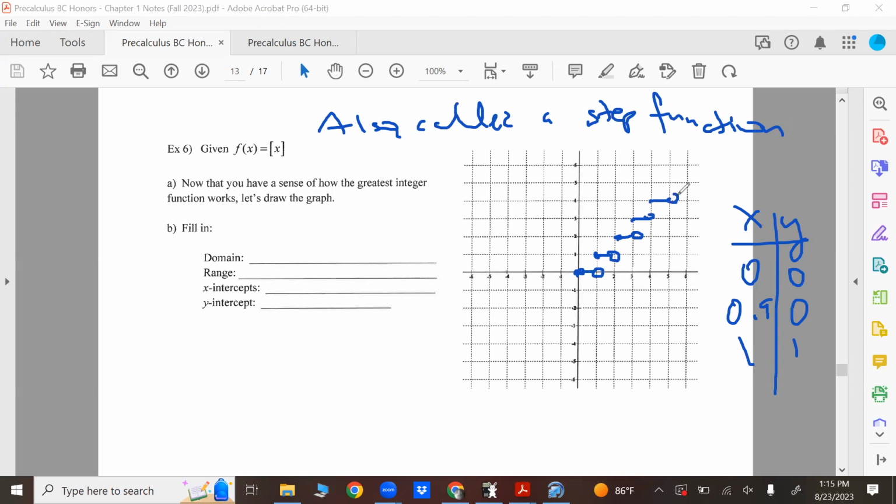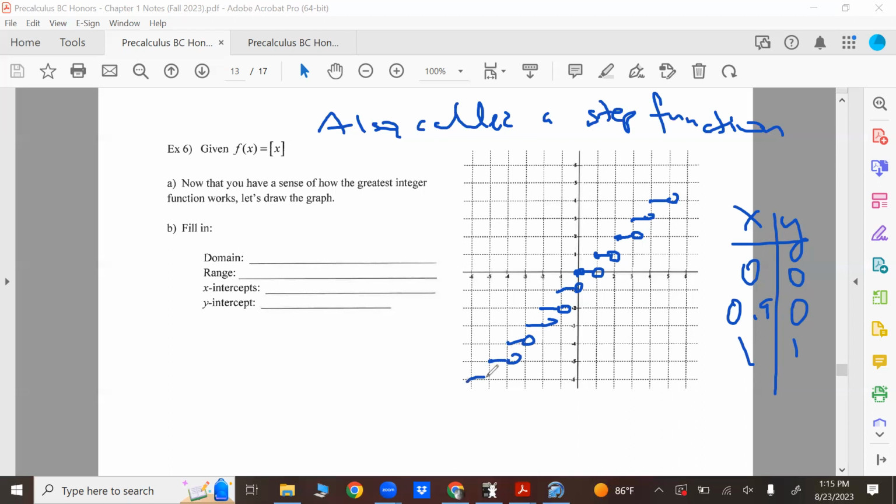Notice I have holes at certain places because there's a jump, right? When I get to 1, it jumps. 0.9999999 is still 0. 1.9999999 is still 1. Then when you hit 2, jump. 3, jump. 4, jump, and so forth. And it happens over here as well. Yeah, like Van Halen, jump. There we go. Okay.